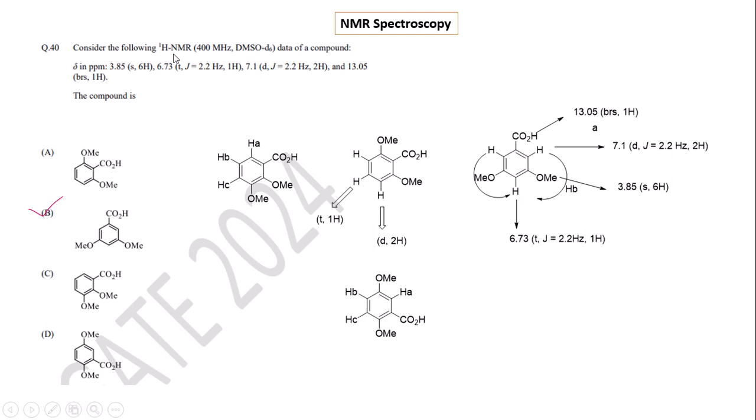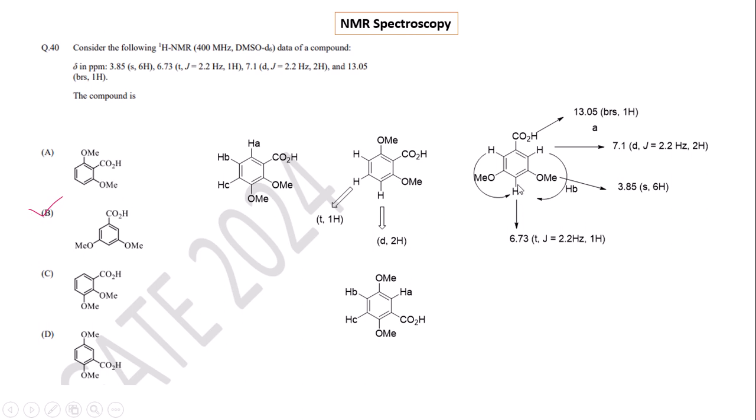Now this is a problem on NMR spectroscopy. Consider the following 1H NMR data of a compound: delta 3.85, singlet, 6H, which means two methoxy groups are present, and 6.73 with J equal to 2.2 Hz and 7.1 with J equal to 2.1 Hz. This is the main criterion for solving this problem: the coupling constant is very small, which means meta coupling occurs. Ortho coupling does not occur, as the coupling constant is very small. So option B is correct.